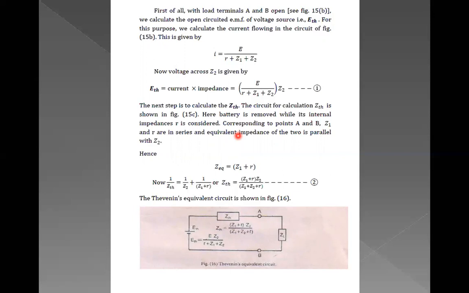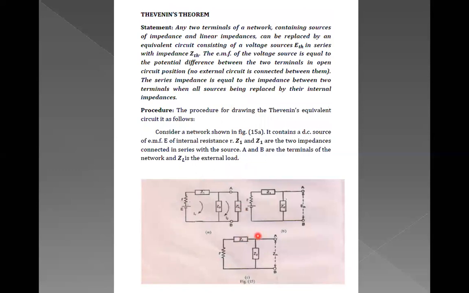Now what is next that we need to find out? We need to find out ZTH. And for that, what do we need to do? We need to remove the battery. If you see figure C of the 15th diagram, this is the circuit diagram of figure C. Here we have removed the source E, isn't it? So we only consider its internal impedance, the internal resistance R. This is Z1 and this is Z2. And as usual, we have to keep this open. So the battery is removed while its internal impedance R is considered.